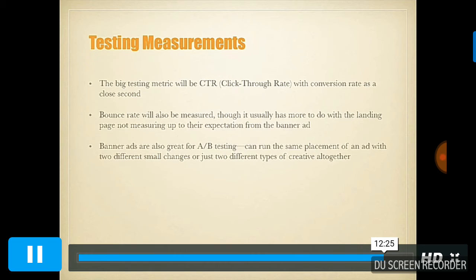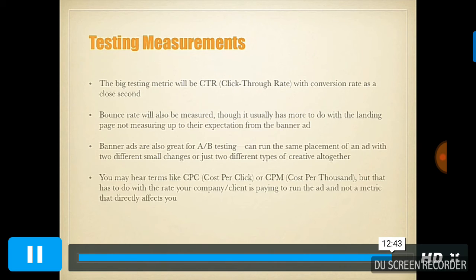As we discussed, banner ads are also really great for A/B testing. You can run the same placement of an ad with two different small changes, or even two different concepts altogether, and if the audience is a large one, if they get a lot of traffic on that page, you can get these results back pretty quickly. It's kind of amazing. You may hear terms like CPC, which stands for cost per click, and CPM, which stands for cost per thousand, but that actually has to do with the rate that your company or client is paying to run the ad, and it's not a metric that affects you. It obviously affects your client or your company, but it's not directly affecting the creative.